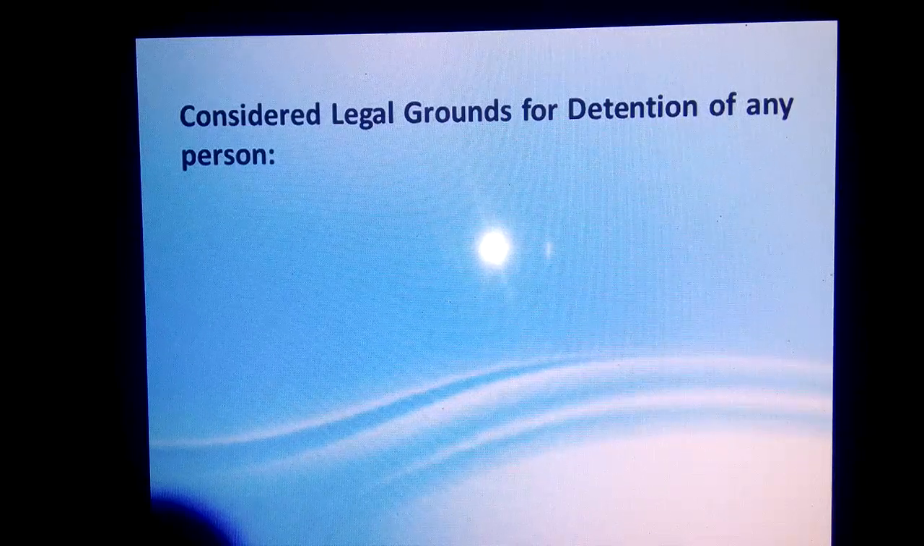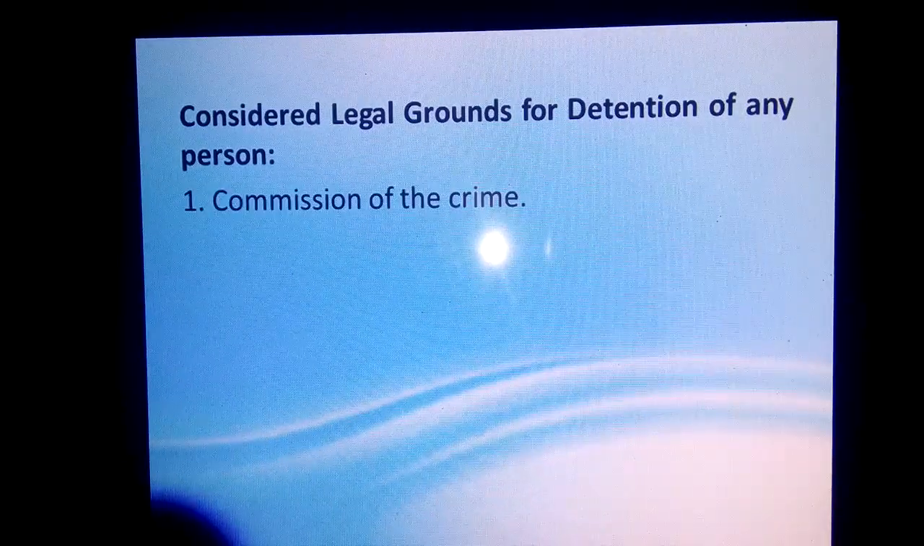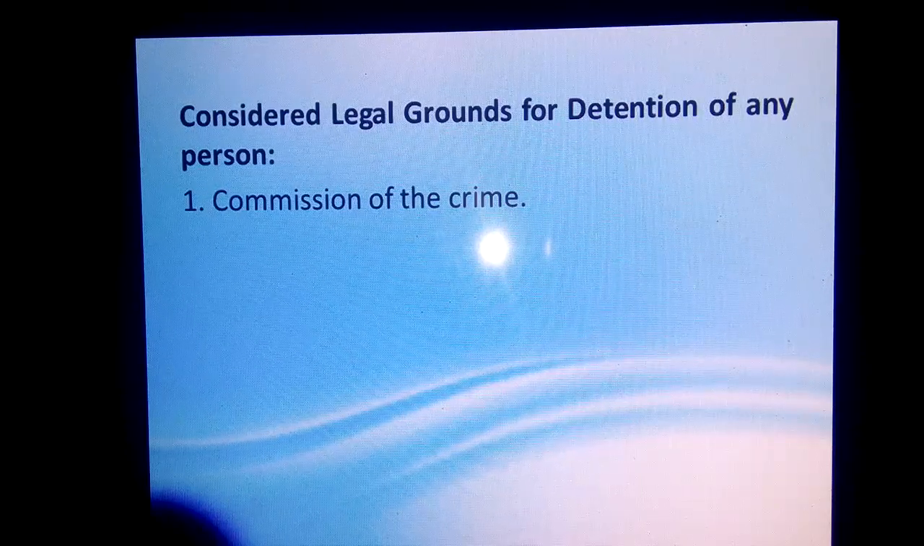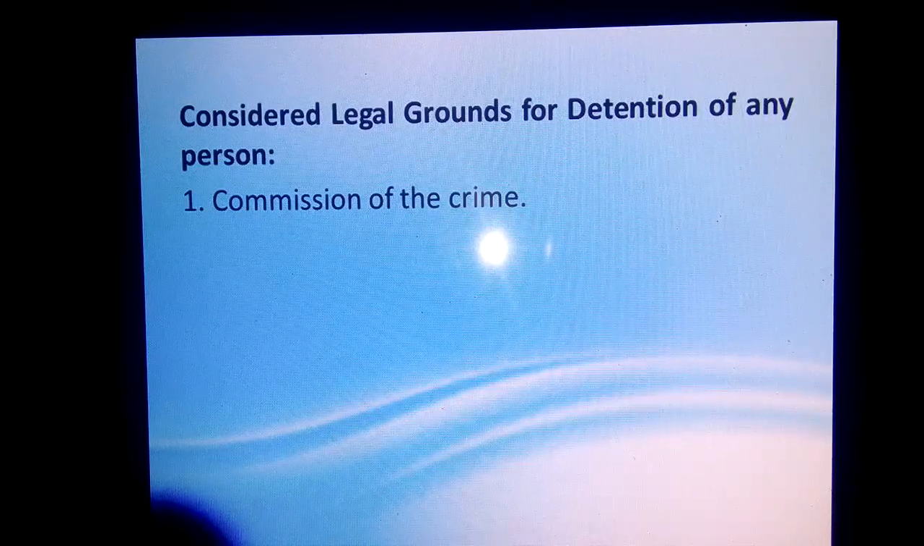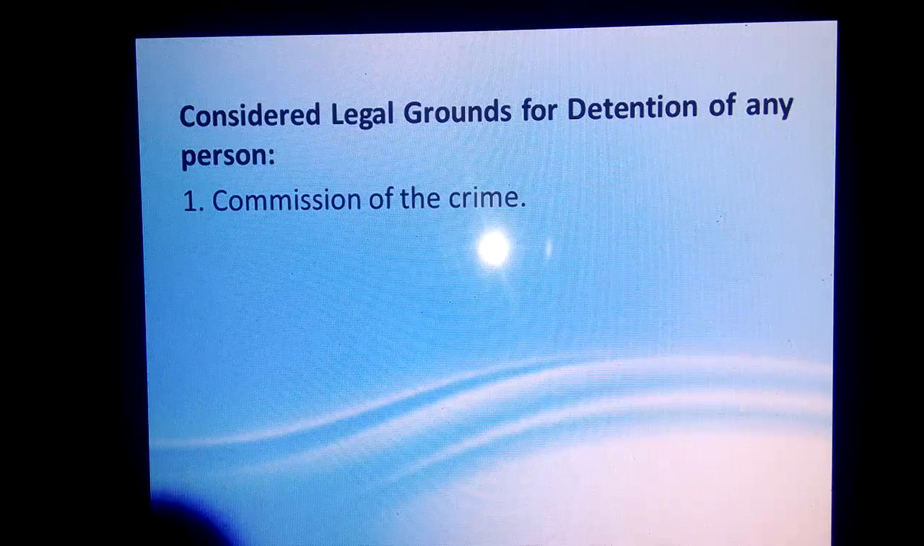So we have here the legal grounds for detention of any person. First is commission of the crime. So meaning to say, in order for the person to be detained or to be put behind bars, the following are the legal grounds. The first is commission of the crime. Of course, the person will be put behind bars or detained whenever they commit crimes.